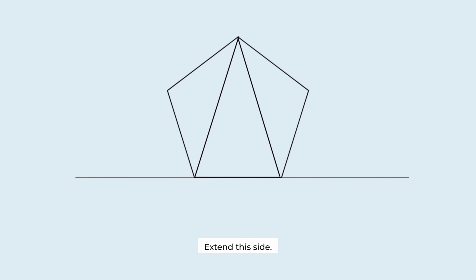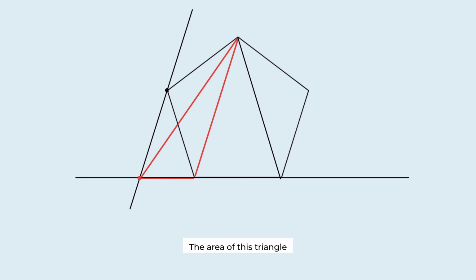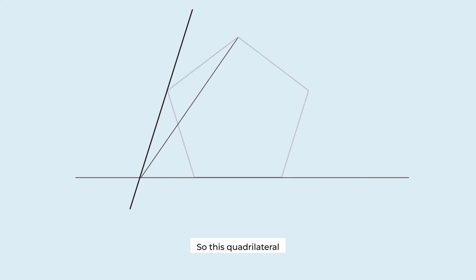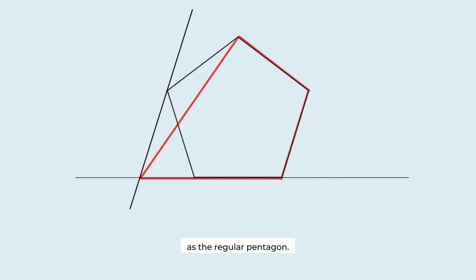Extend this side. Draw a line passing through this point that is parallel to this line. An intersection point and a triangle are created. The area of this triangle is equal to the area of this triangle. That's because their bases and heights are the same. So this quadrilateral has the same area as the regular pentagon.